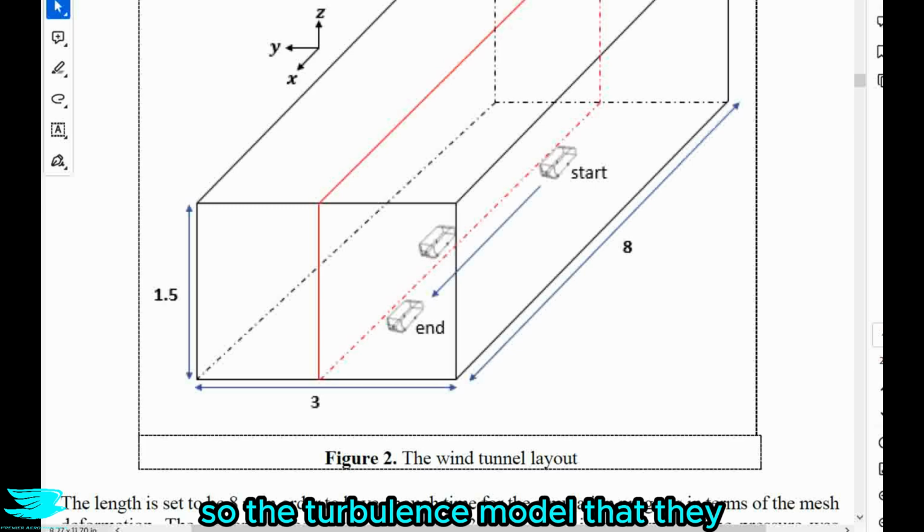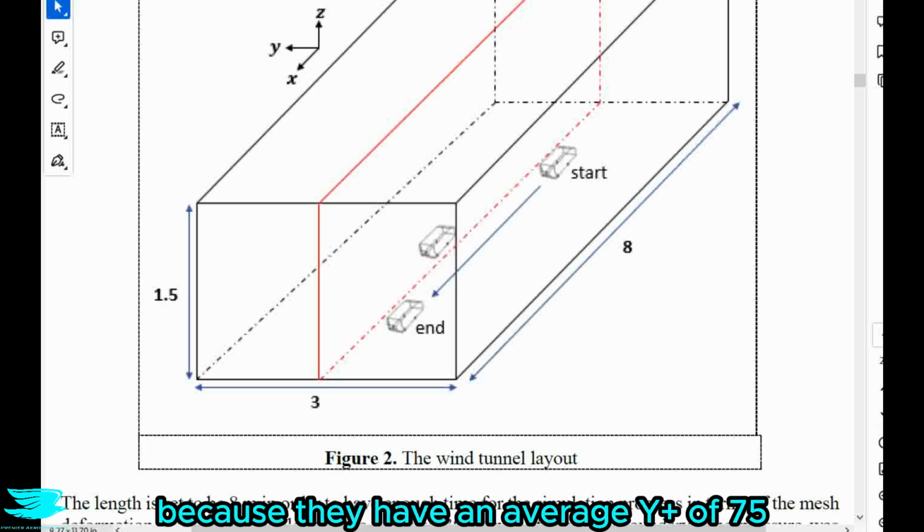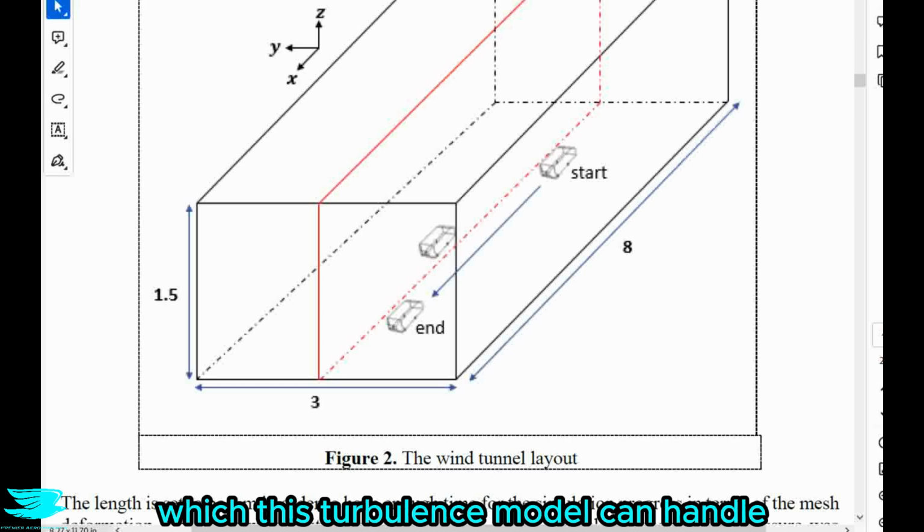So the turbulence model that they used was the SST k-omega, which is good, and the authors take full advantage of it because they have an average Y plus of 75, which this turbulence model can handle.